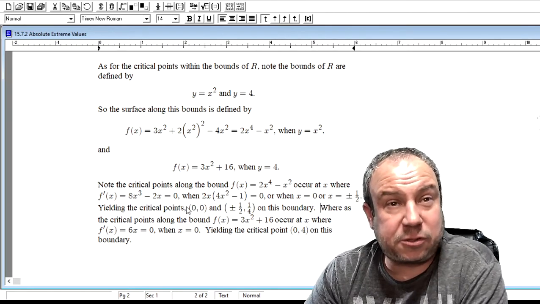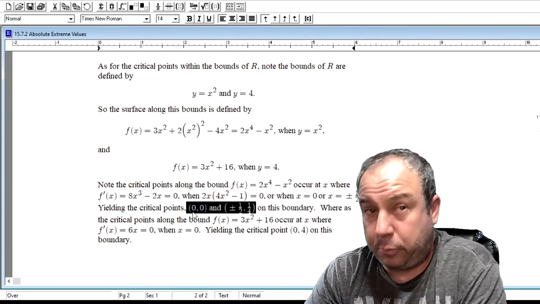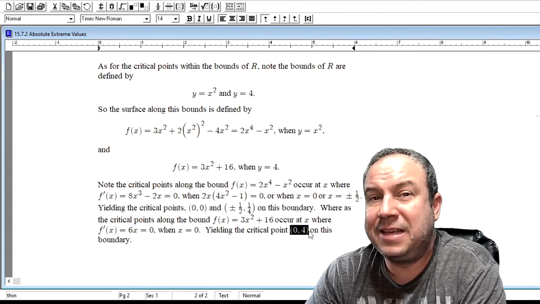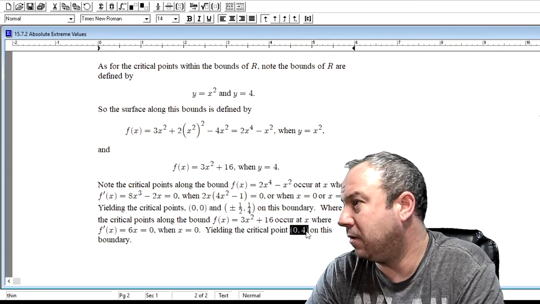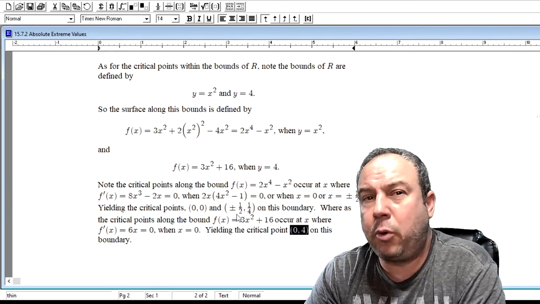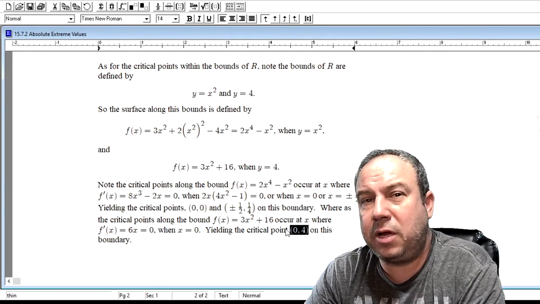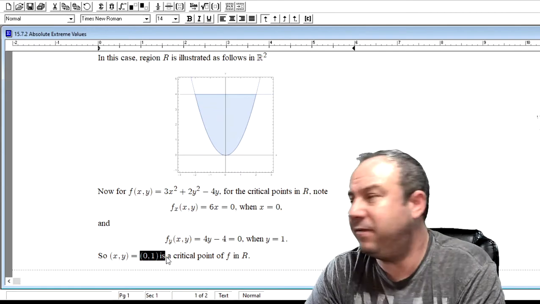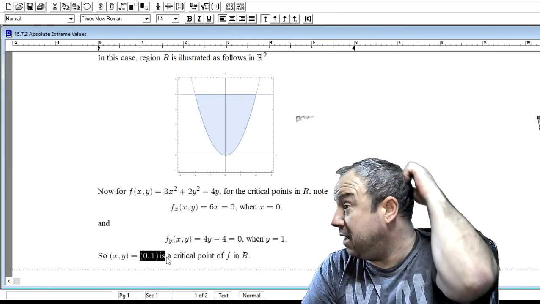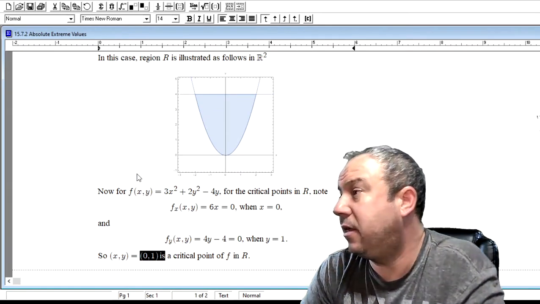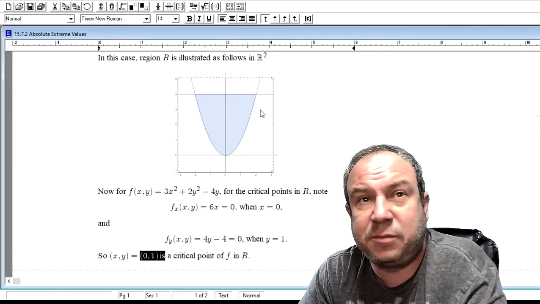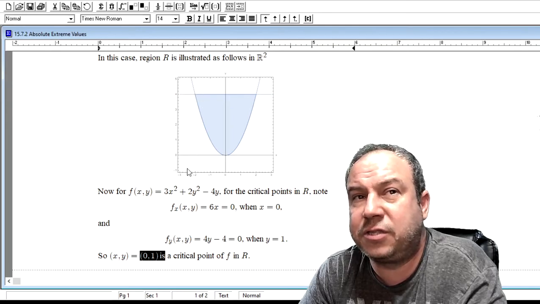So we end up with these critical points, folks, on our boundary: 0, 0, plus or minus 1/2, 1/4, and 0, 4. Those are critical points on the boundaries. That's four of those, plus the one within the boundary, 5. We're going to test those in the table, along with the bounds that occur at these points of intersection of these boundaries.